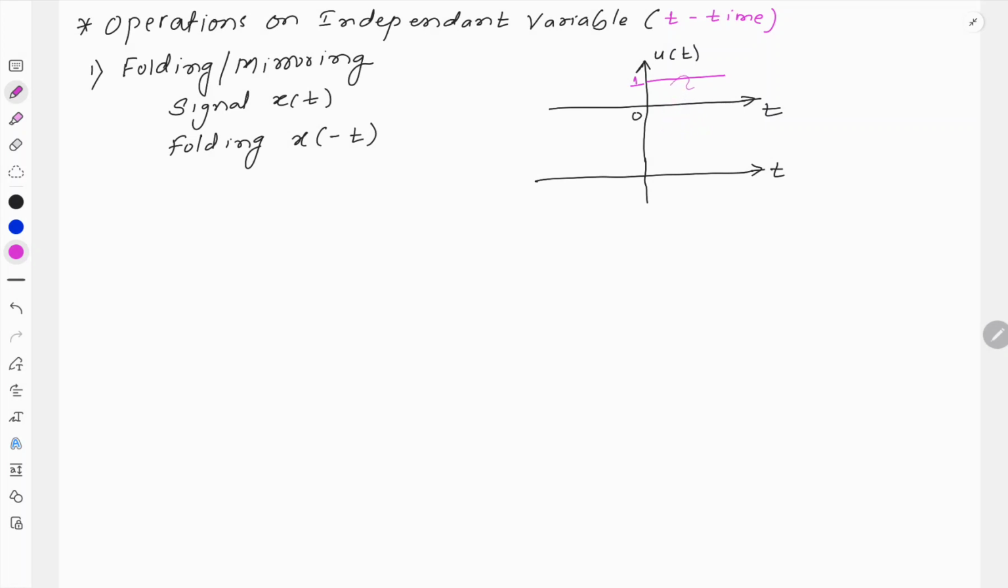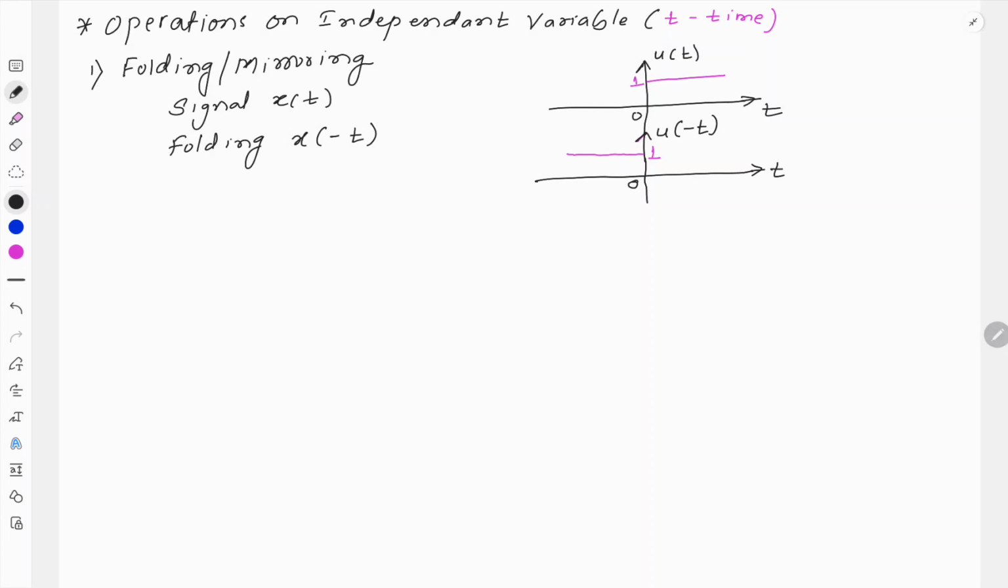Therefore, if we fold the signal u of t, which is available only in the first quadrant, keeping a mirror on the y-axis, whatever view we get in this mirror will be drawn in the second quadrant. Therefore, the folded version of this signal is represented as u of minus t, and this signal will be drawn in the second quadrant. So this signal will be folded along the y-axis and change its direction towards the negative axis with the same amplitude 1. Therefore, this is a simple folding operation.